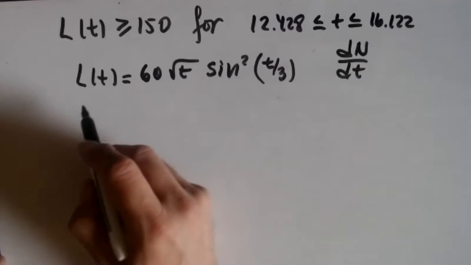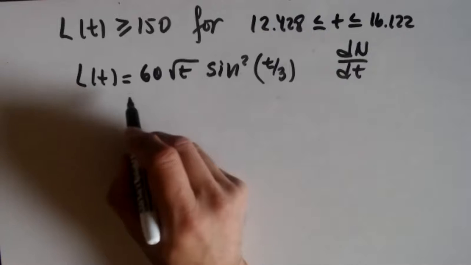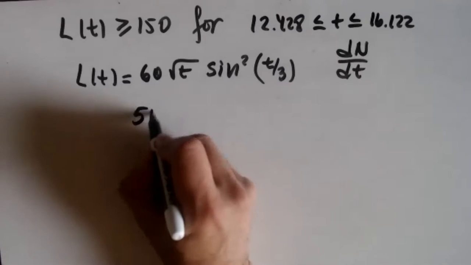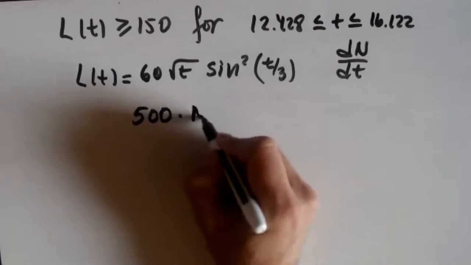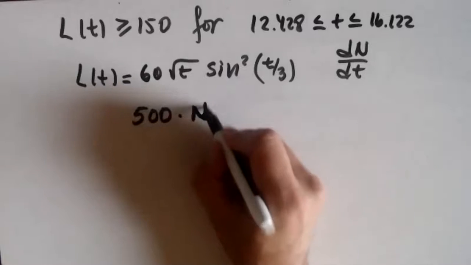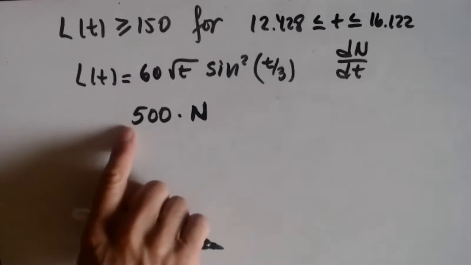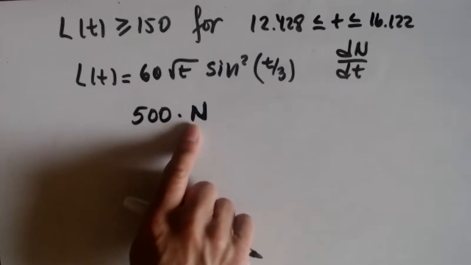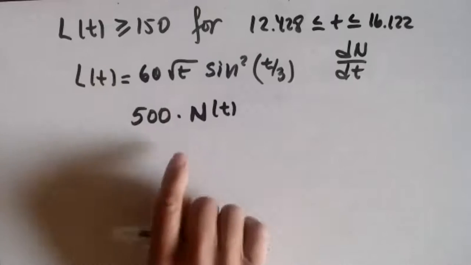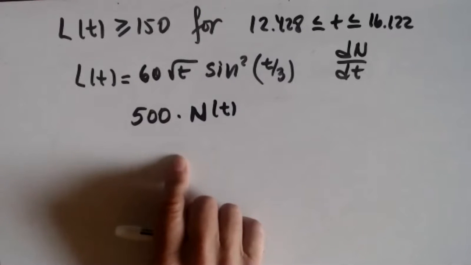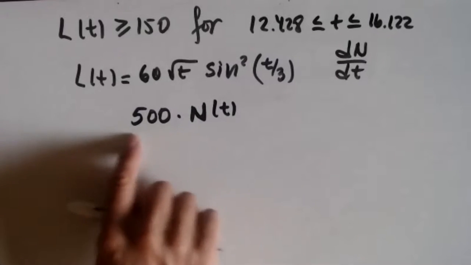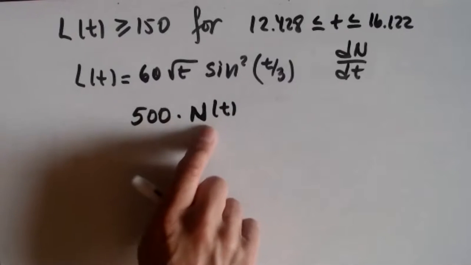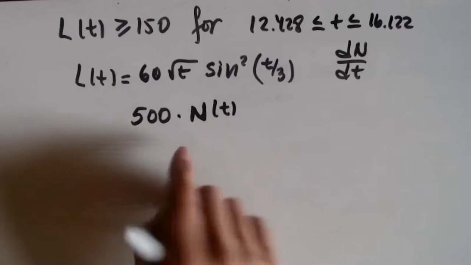So you need cars, you need the product. This is 500 times N, correct? This is the product of the total number of cars, N of t, turning left and the total number of oncoming cars. So every 2 hours you get 500 times this number, correct? So this has to be more than what?